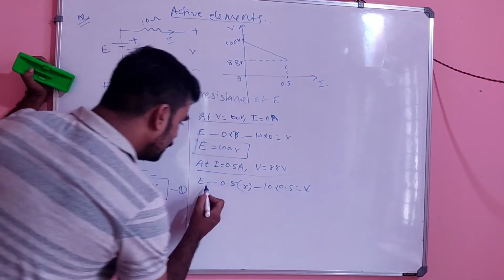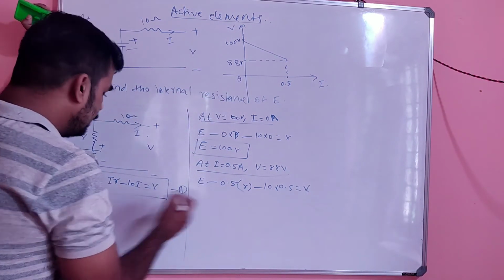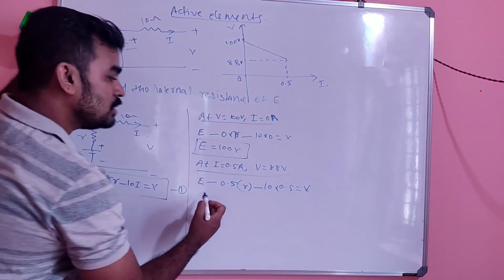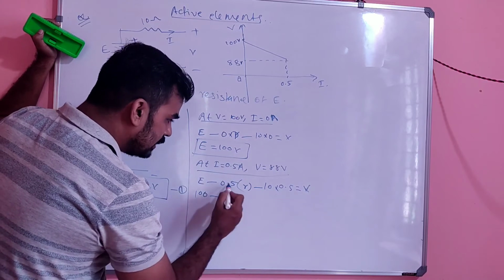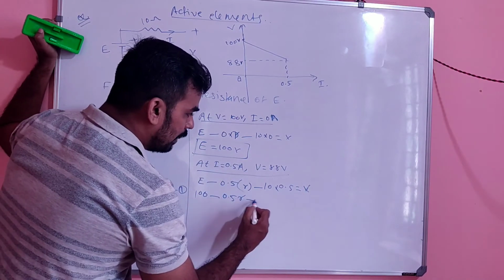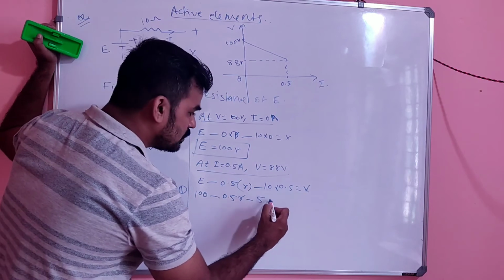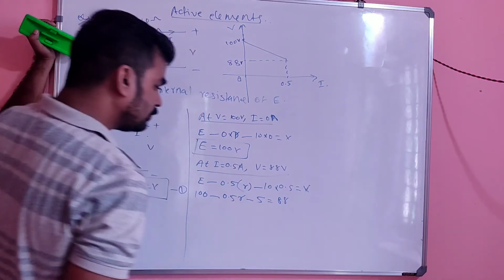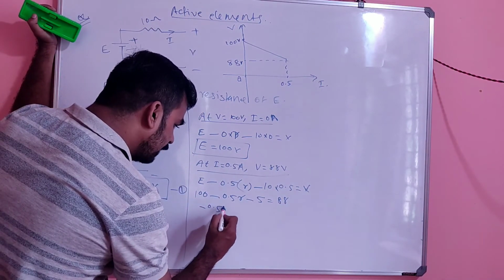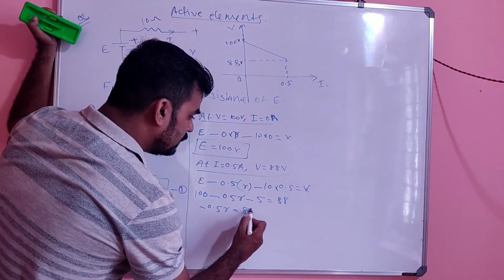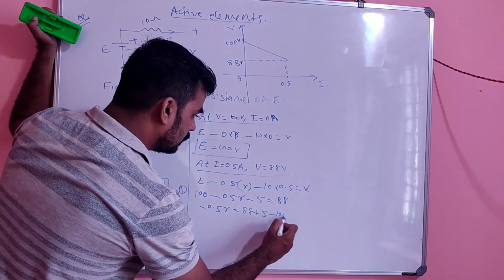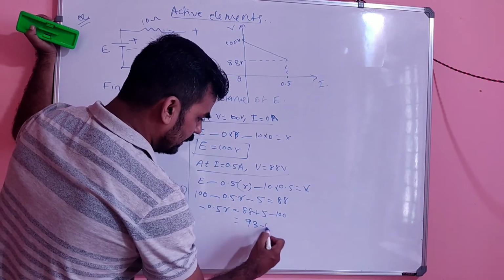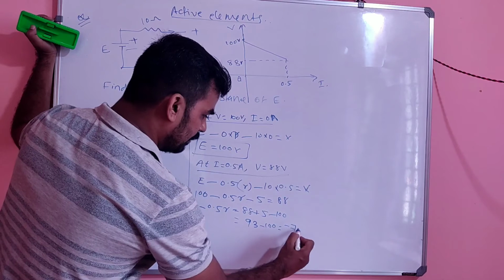So we know the value of E. Already we found there is no change in E because it is the EMF source. It is 100. So 100 minus 0.5 into R minus 5, since 10 into 0.5 means 5, equal to V. What is V here? 88. Clear? So it will be minus 0.5 into R equal to 88 plus 5 minus 100. This minus goes there. So it will be 93 minus 100, which is nothing but minus 7.